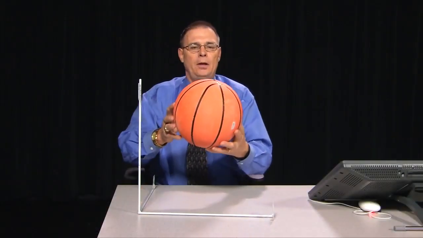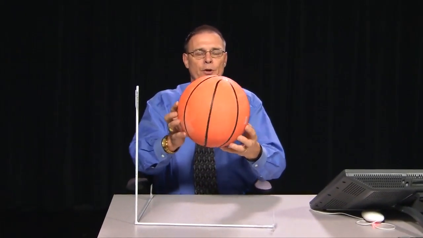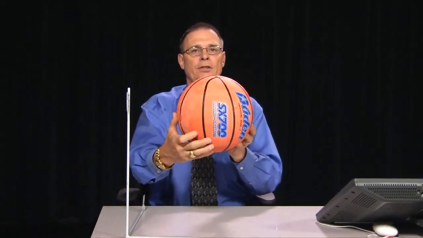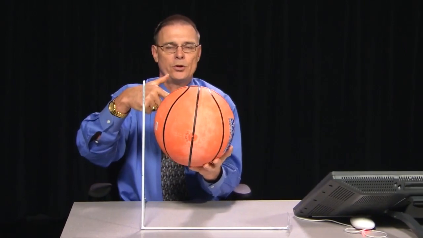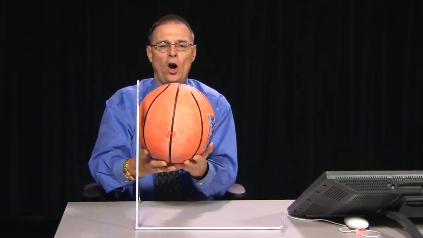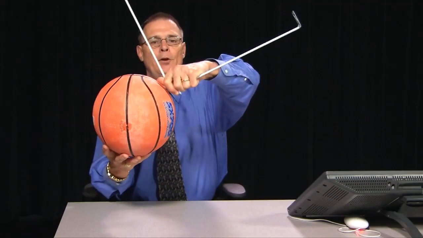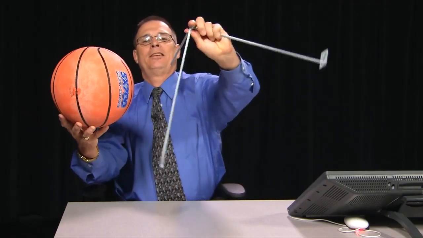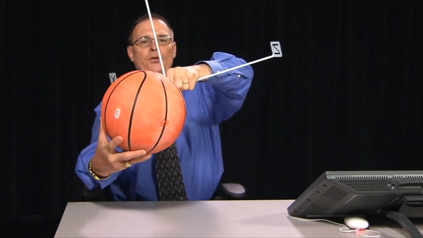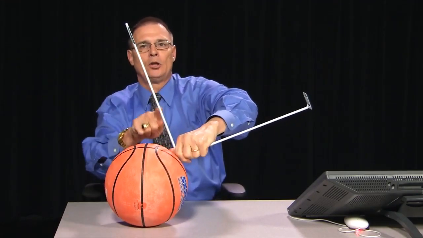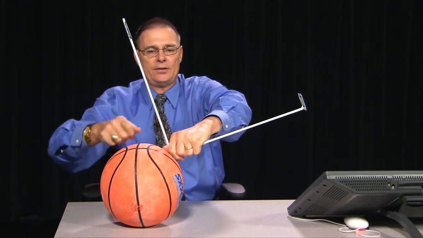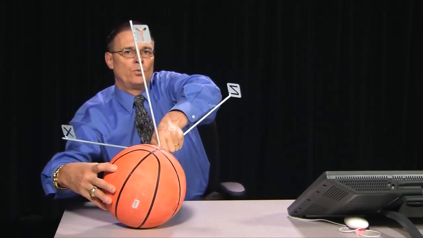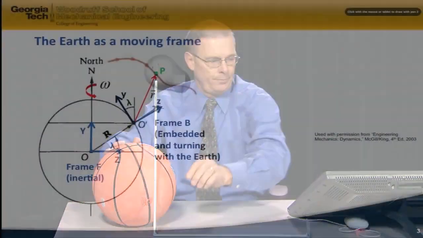Okay, so here's a model of my Earth. The Earth is rotating with a constant angular velocity, omega, and then the fixed frame is going to be at the center of the Earth, with its origin at the center, and it's not going to rotate at all. The moving frame is going to be embedded with the Earth and turning with the Earth. And so in that case, we have our little y-axis in this direction, our little z-axis in this direction, and the x-axis is pointed back towards me as it rotates with the Earth.